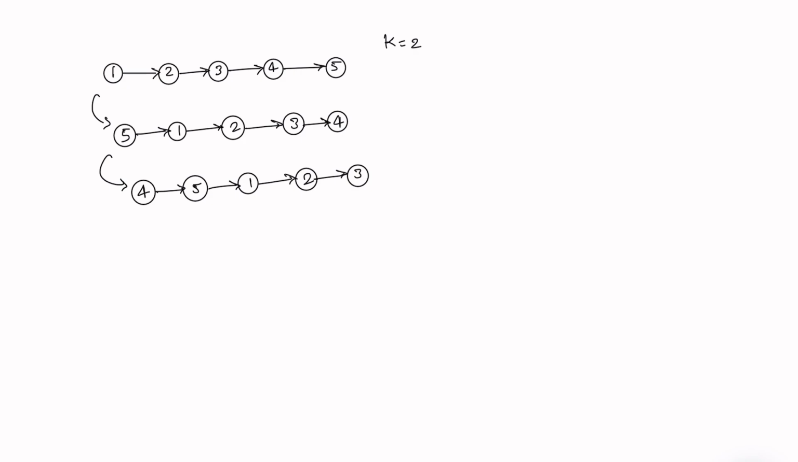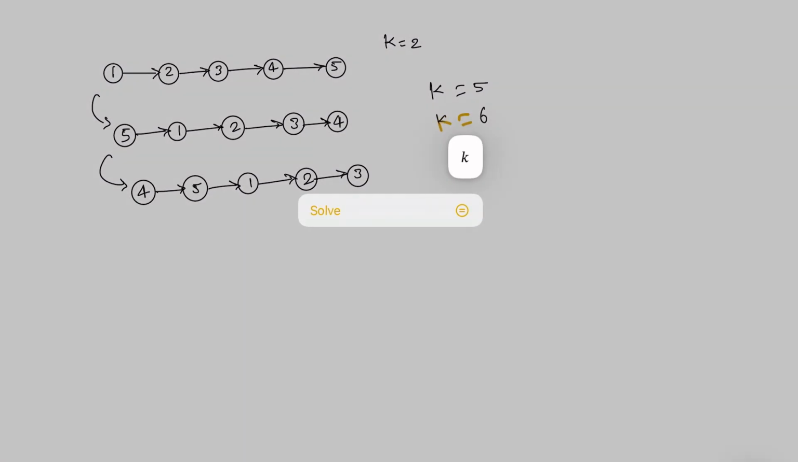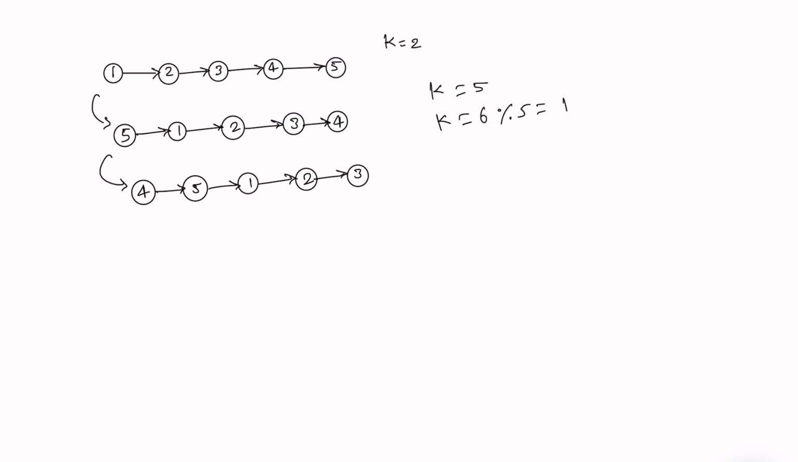Okay, so k can be greater than the length of the linked list also. If k is, see, if the k value is here, how many elements? 5 is the length, so 5. That means if we rotate this linked list 5 times, then the same linked list will come. So if we rotate the linked list 6 times, that means we have to rotate 6 modulus 5, that means one time only. So here the value of k can be more than the length also.